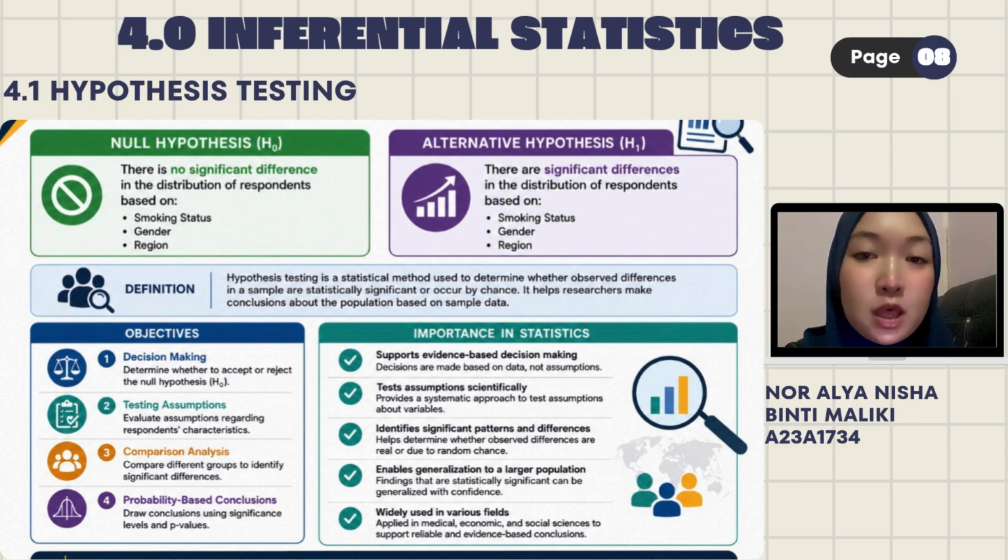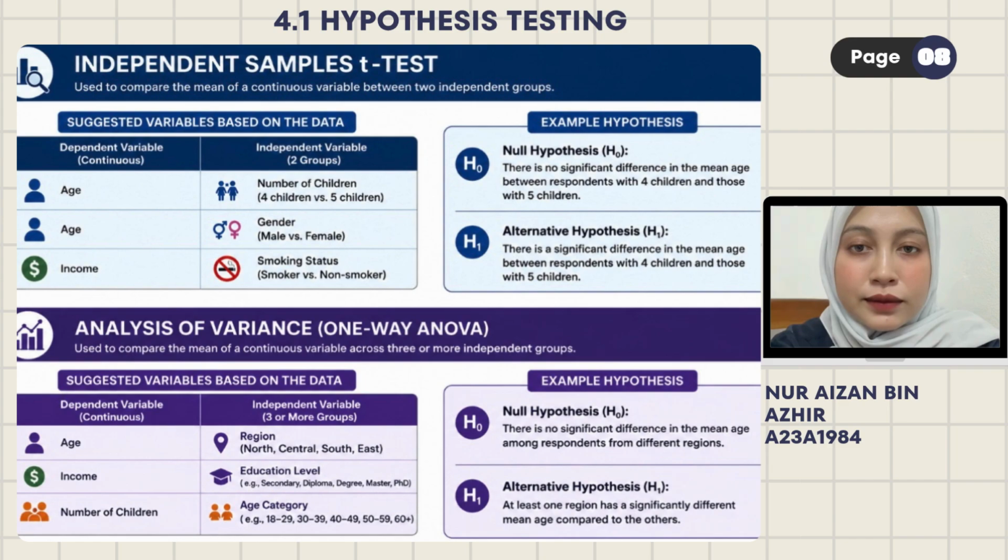First, decision making, to accept or reject the null hypothesis. Second, testing assumption, to evaluate assumptions about respondent characteristics. Third, comparison analysis, to compare different groups and identify significant differences. Fourth, probability-based conclusion, to make reliable conclusions using p-value and significance levels. In summary, hypothesis testing helps researchers make accurate, evidence-based conclusions and determine whether differences in the data are statistically significant.